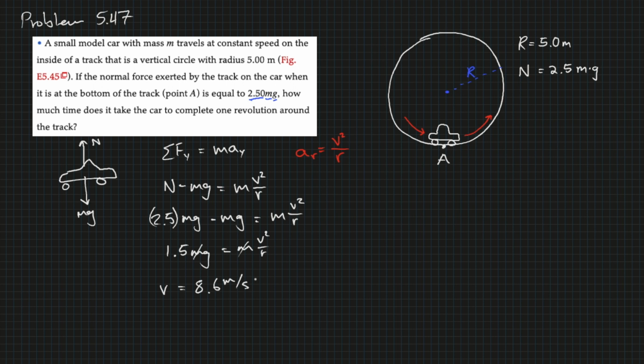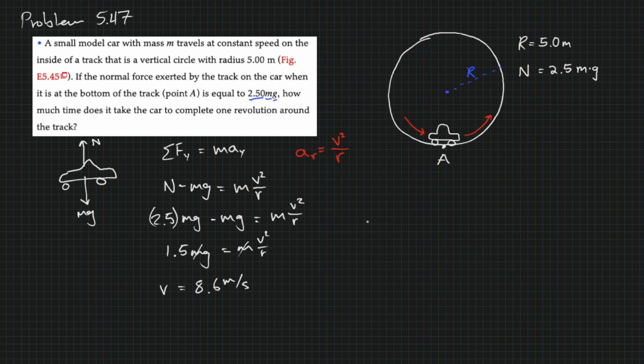much time does it take the car to complete one revolution. So I haven't really done that yet, but if I recognize all I need to know in order to figure out how much time it takes for something going 8.6 meters per second to go around the whole circle, I just need to figure out how far the thing has to go in order to travel the entire circle. I need to know what the circumference of this track is.